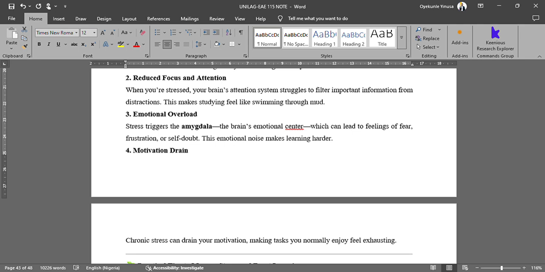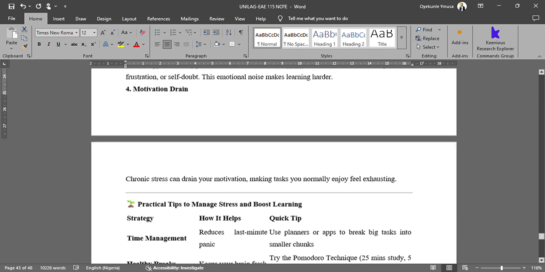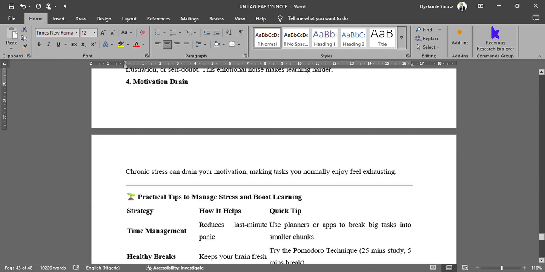Stress triggers what we call the amygdala, the brain's emotional center, which can lead to feelings of fear, frustration, or self-doubt. The emotional noise makes learning harder. Don't make unnecessary noise so that you don't lose sight of what you are doing.